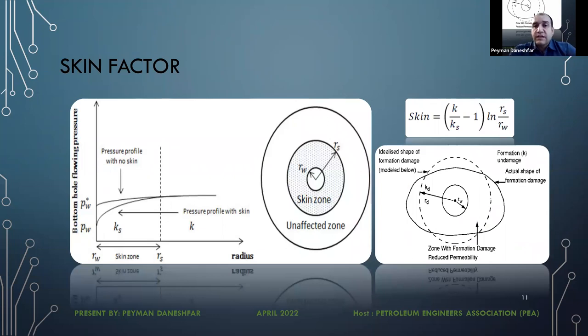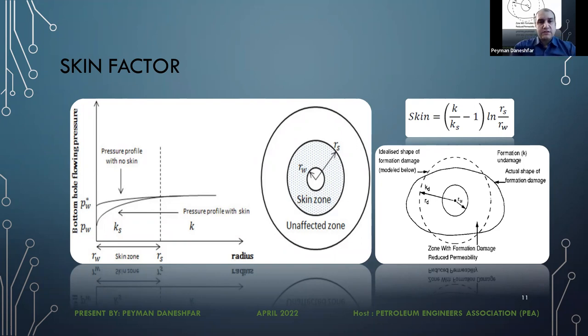the skin factor in a formula, this is the Hawkins formula. We have a permeability for the damage zone and a permeability of the wellbore, and the radius of the wellbore and the radius of the formation damage exist. So when we decrease the radius of the damage zone, we can cure the well. We can eliminate the formation damage and lead to a skin factor decrease. And decreasing the skin factor means that the production rate will increase.